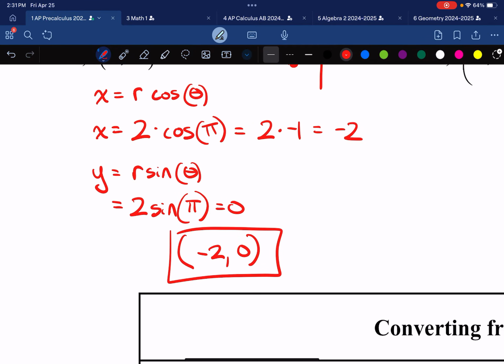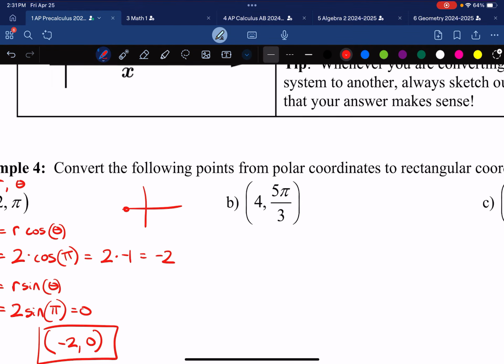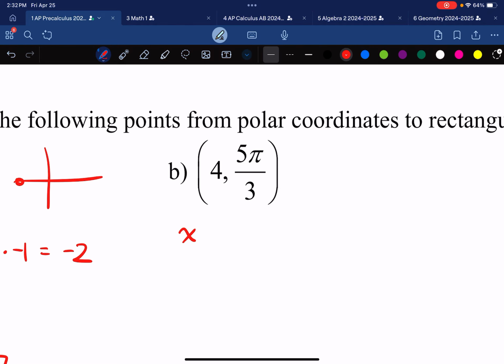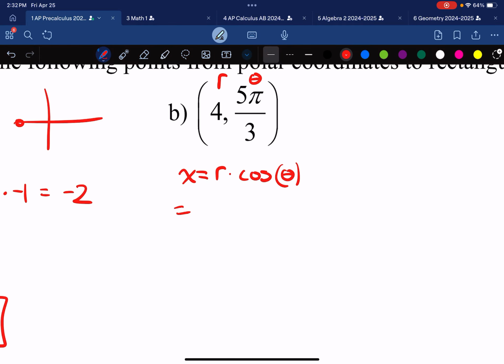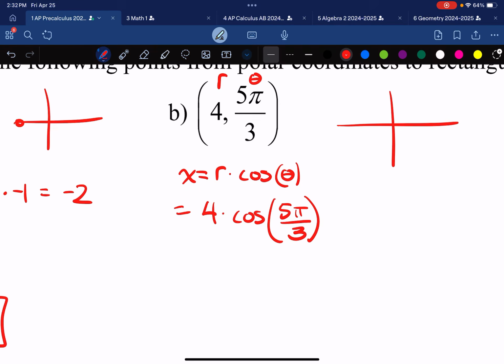Let's try another one. Let's try this one. So again, use a formula. To find x, it's going to be r times cosine of theta. So what is r? r is 4. Our theta is 5 pi over 3. So this is going to be equal to 4 times cosine of 5 pi over 3. You probably already have these memorized, but just in case you haven't, 5 pi over 3 lives right here. Cosine is how much left and right you move. I've moved a small amount to the right, which means this evaluates as +1/2. So this is going to be equal to 4 times 1/2, and 4 times 1/2 is 2. Halfway there. We have the x-coordinate.